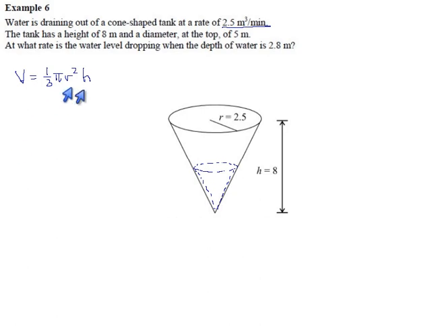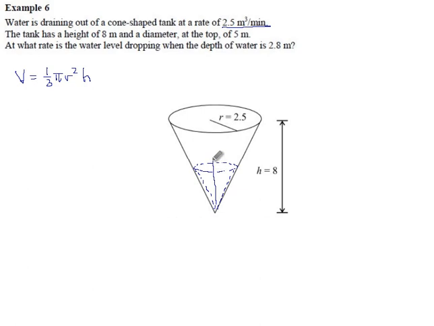Now, that has two variables in it, and we've seen that with implicit differentiation we can handle things with two variables, but it's even better if we can condense this down to one variable, and there is a way to do that here. Because in a cone, we have this relationship that the height of the cone to its radius is always the same ratio.